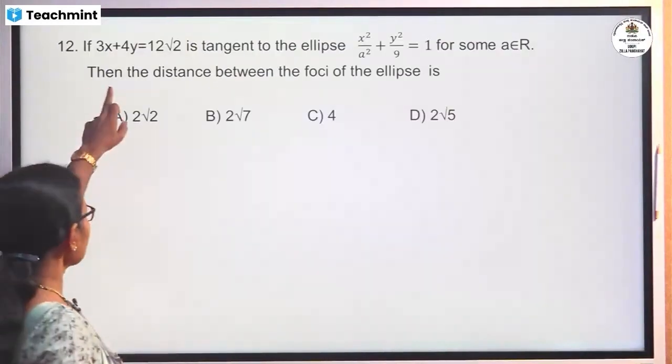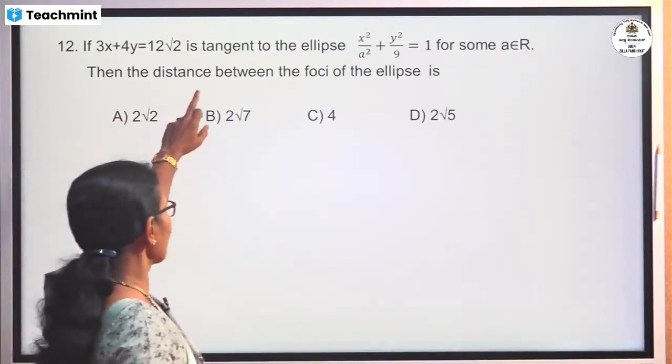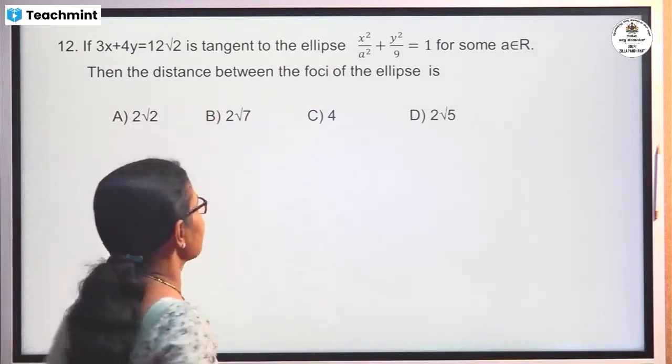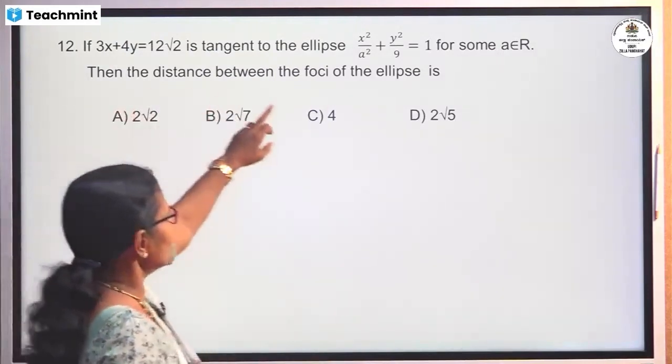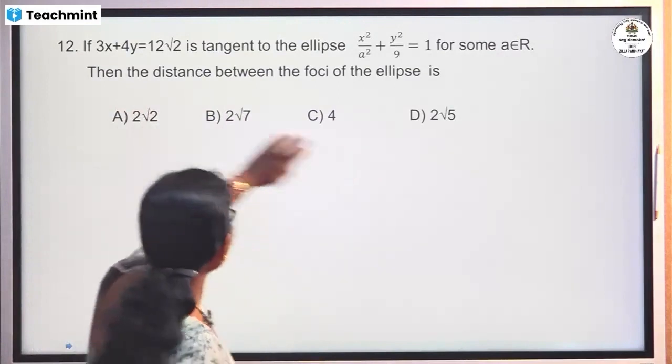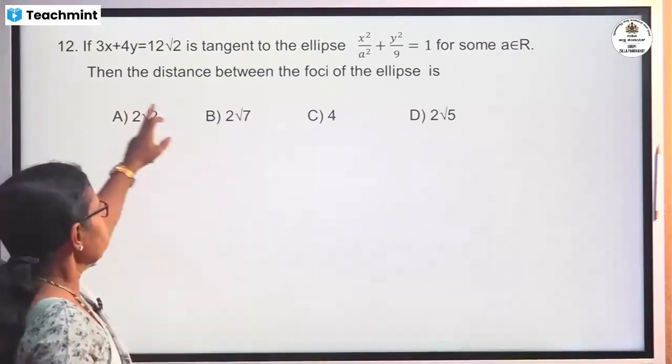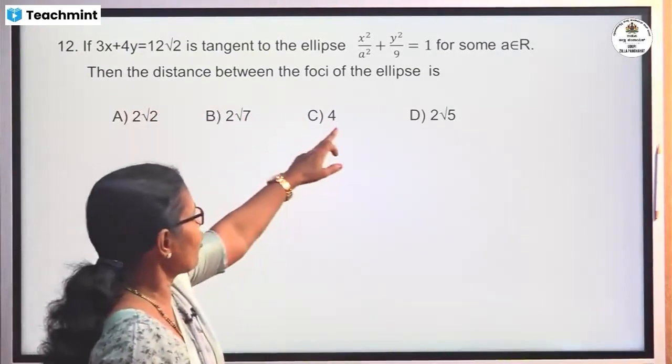If 3x plus 4y is equal to 12 root 2 is the tangent to the ellipse for some a belongs to R, then find the distance between the foci of the ellipse.